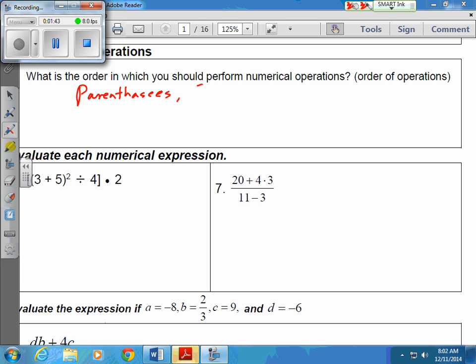Parentheses, exponents, my dear Aunt Sally. So multiplication and division, those are all together. Addition and subtraction are together.